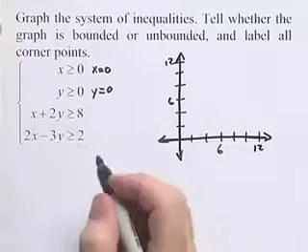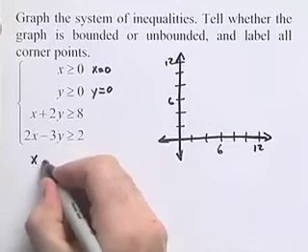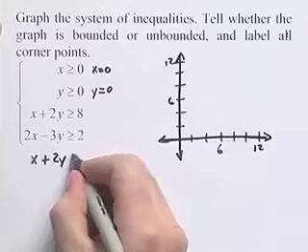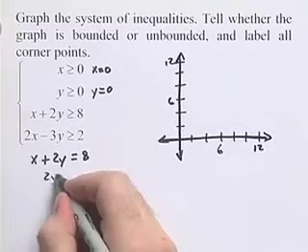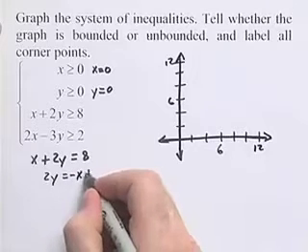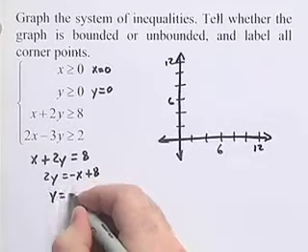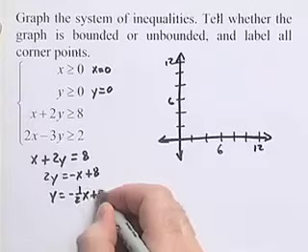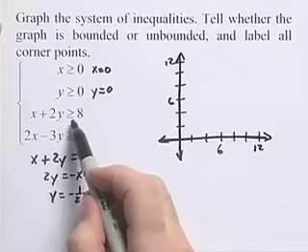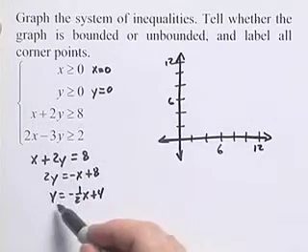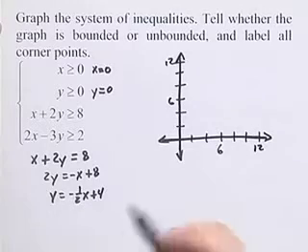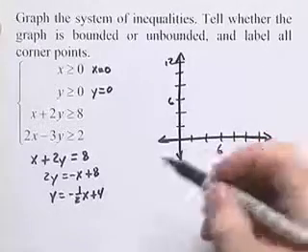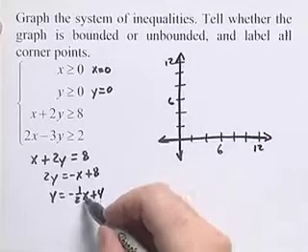x plus 2y is greater than or equal to 8. So again, we'll treat that as an equation. Set that equal to 8. And we're going to solve for y. So 2y is negative x plus 8, or y is negative 1/2 x plus 4. Our inequality is not strict, so we're going to graph the line y equals negative 1/2 x plus 4 with a solid line.